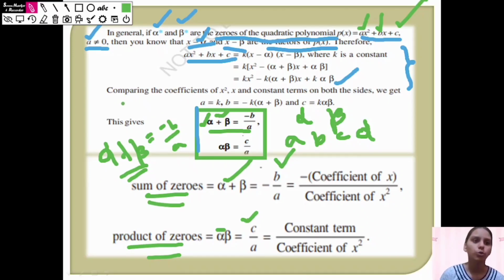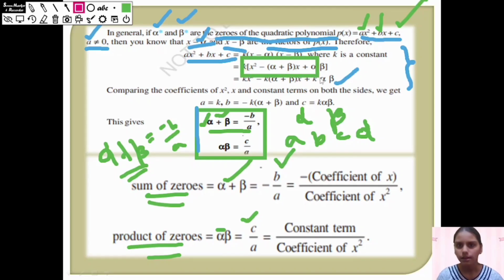And one more thing, you should remember this also. Because if they give you an equation and tell you to find the zeros, you can use the middle term splitting method. You can use identities also to solve them. And you can use this alpha plus beta is equal to minus b by a, all this.